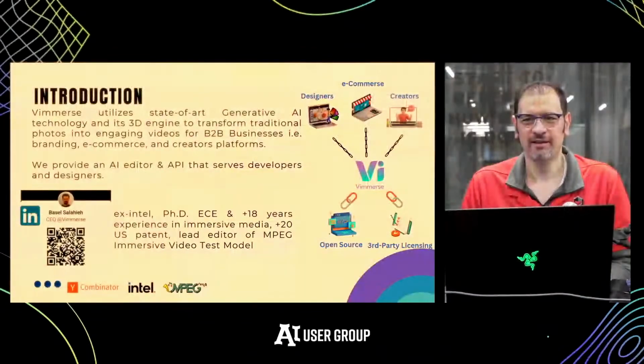So about Vimmerse, we are a Silicon Valley startup company, backed by Y Combinator. We've been building a lot of immersive technologies. Is my audio clear for everyone? Yeah. Okay. I think we're good now. So we're building really cool immersive technologies. Our main product is animating images into videos.